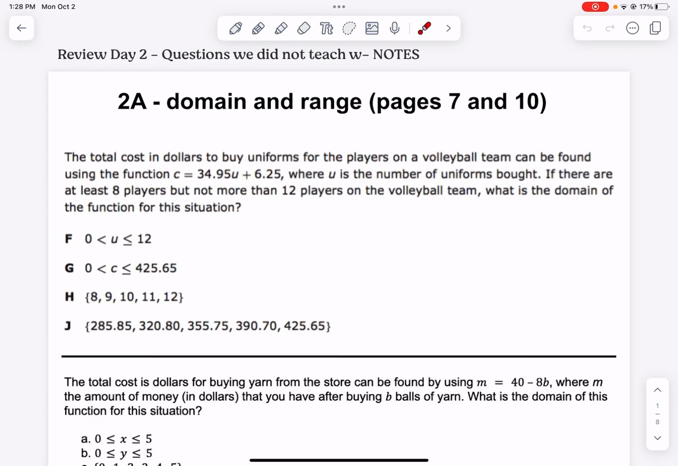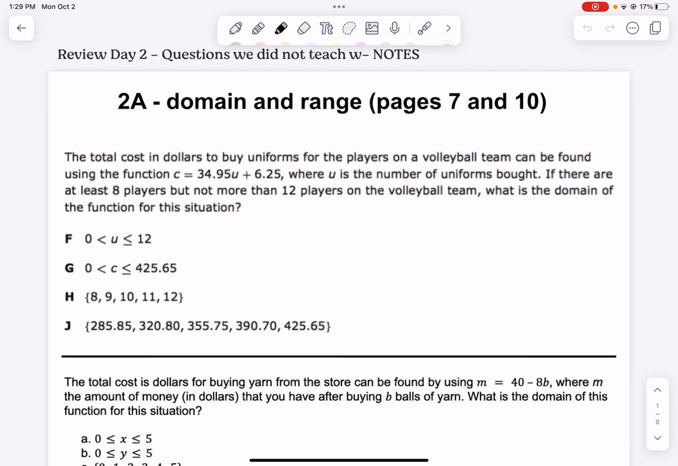All right, so our first thing we're going to talk about is domain and range. To read the question, it says the total cost in dollars to buy uniforms for the players on a volleyball team can be found using the function C equals 34.95U plus 6.25, where U is the number of uniforms bought if there are at least 8 players but no more than 12 players on the volleyball team. What is the domain of the function of this situation?